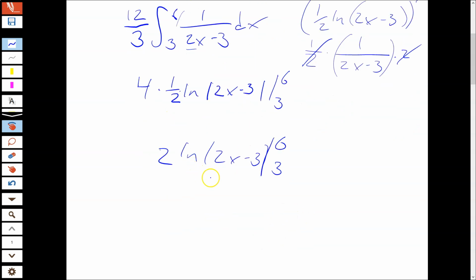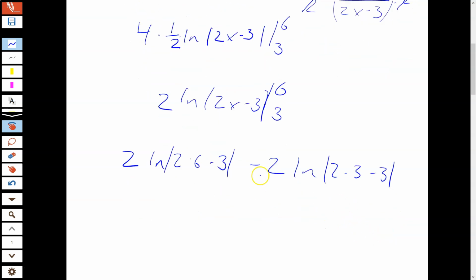And here is where we start to get concerned about how we simplify it. So I'm going to evaluate with my bounds. So I'm going to plug in my first bound. 2, I'll write it first, 2 times the natural log of 2 times 6 minus 3, minus 2 times the natural log of 2 times 3 minus 3. Okay, so I've plugged in my bounds. I'm subtracting the lower bound from the upper bound, just like we always do. We'll simplify. So 2 times the natural log of 12 minus 3 is 9, minus 2 times the natural log of 6 minus 3 is 3.